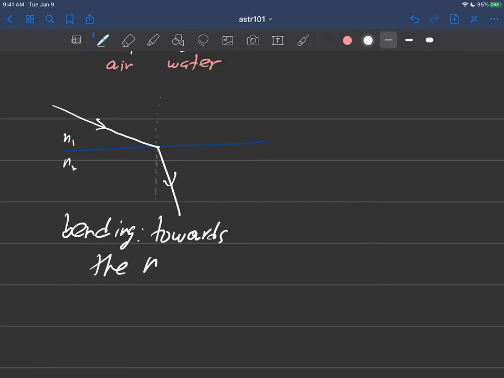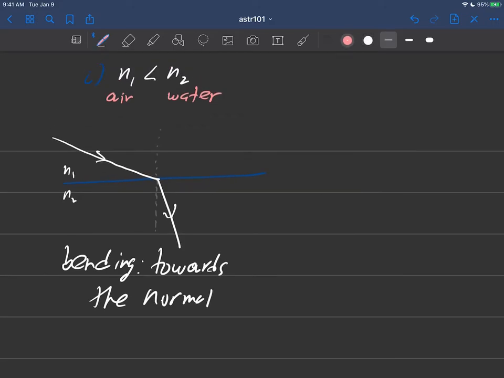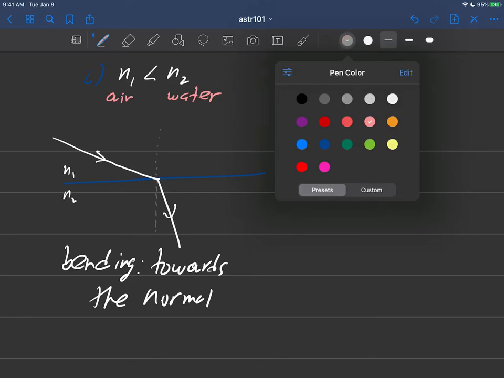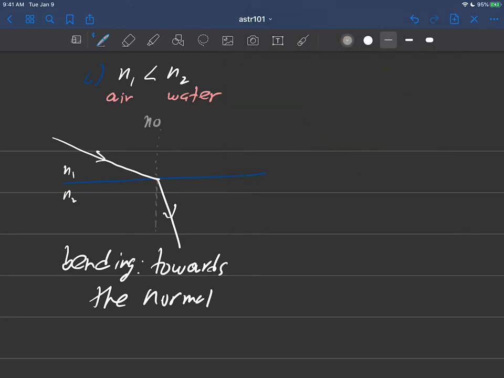Towards the normal. This is also the importance of that normal, which at the onset might seem like an irritating line for us. But there's the normal right there. So we're going to bend towards the normal only in the case where N1 is less than N2. That's the first case you should be familiar with.